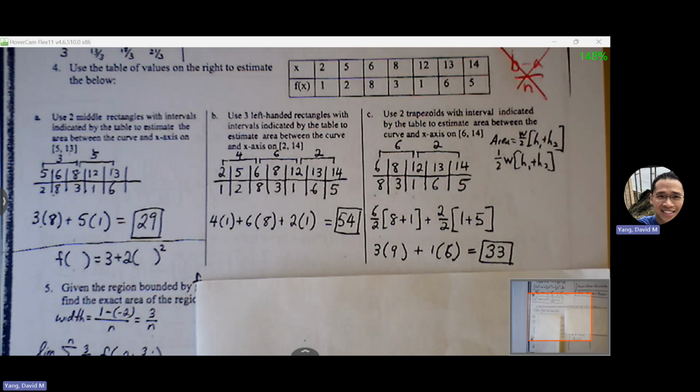Part C, trapezoids, you're grabbing the width the same way as rectangles. The formula is a little bit different. 1/2 times width times height 1 plus height 2. Careful though that we only are using 2 height values for every trapezoid. You may be tempted to think that, oh, I got to add the 8, the 3, and the 1 together. It's only the 8 and the 1 because those are the endpoints of our interval. So we're only using 2 height y values for each trapezoid area.